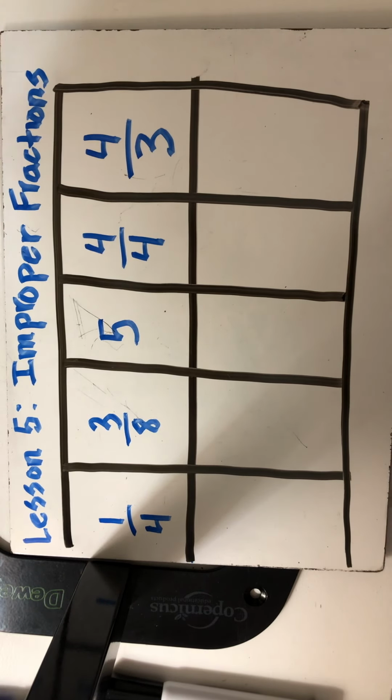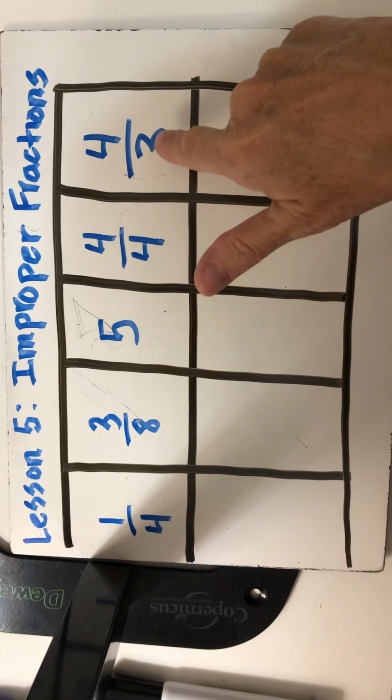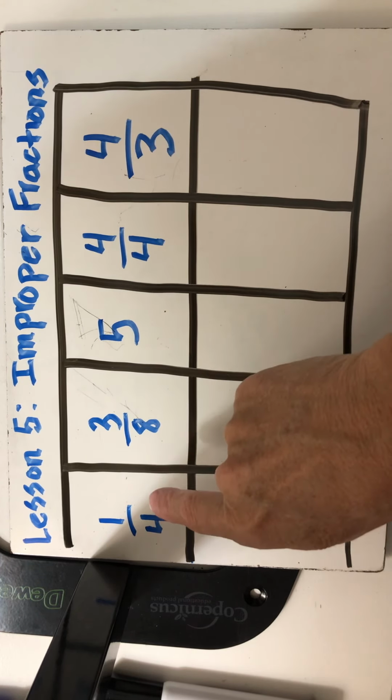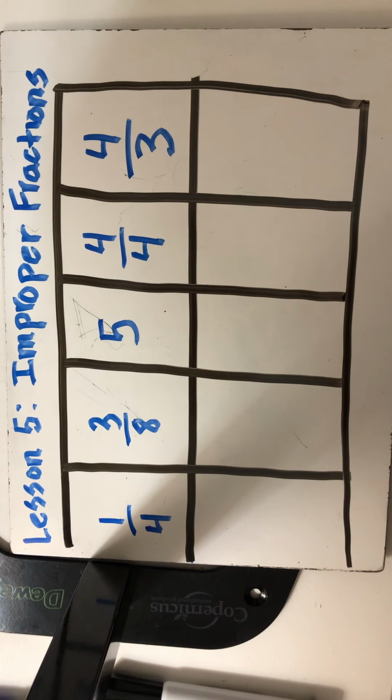Today's lesson is lesson 5, improper fractions. You will see 4 squares here. Each of them has a representative number. Would you take a look at those, pause the video, and identify which of those are proper fractions?